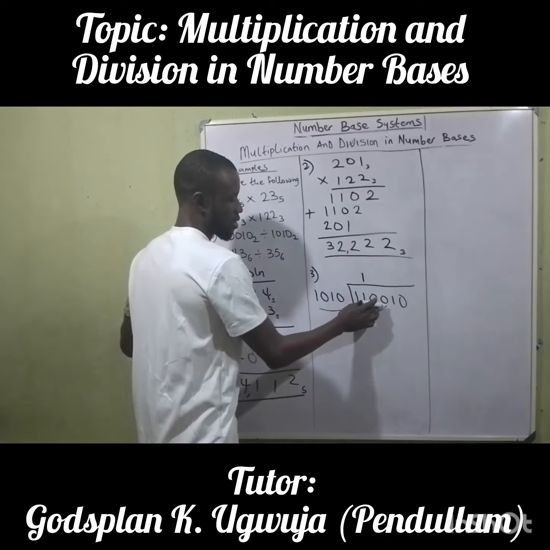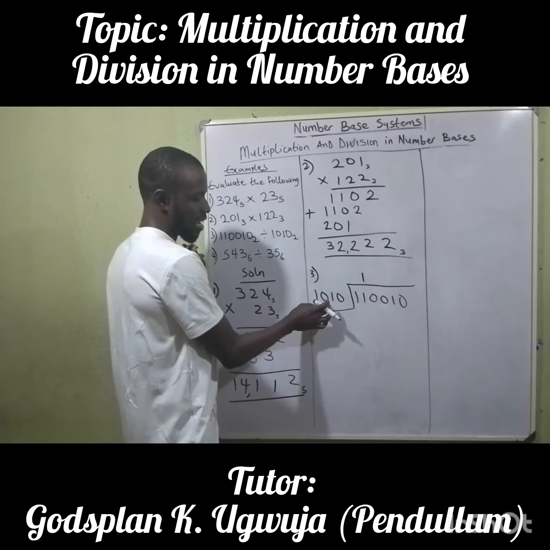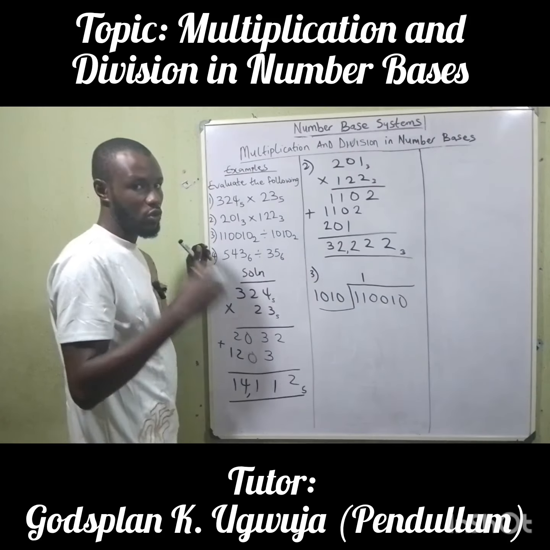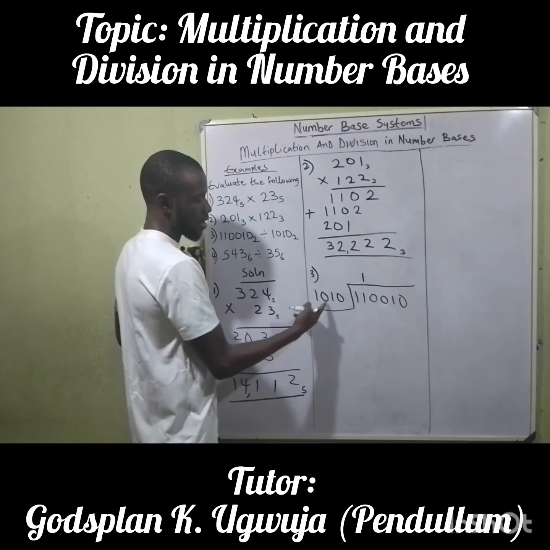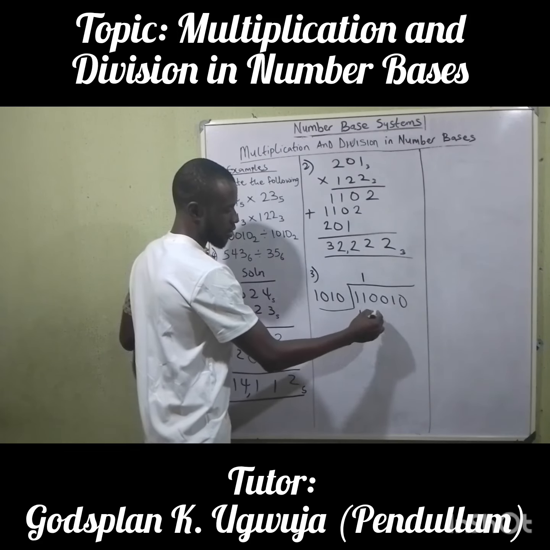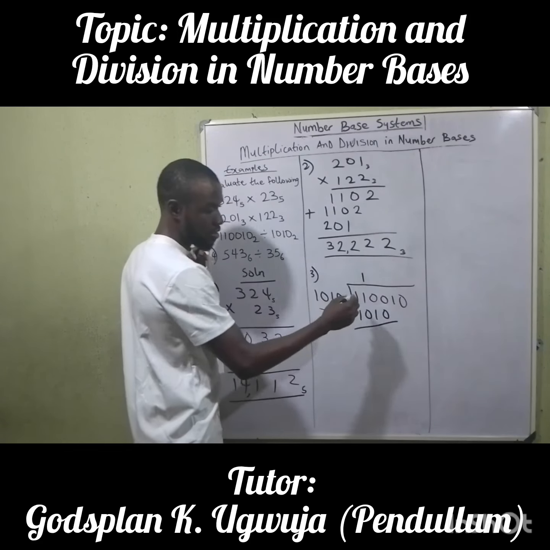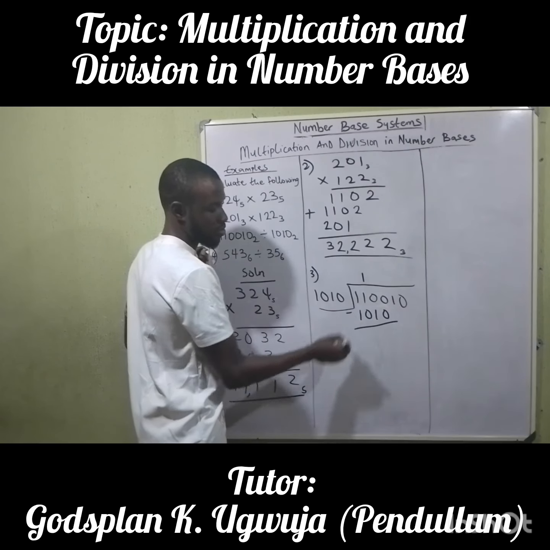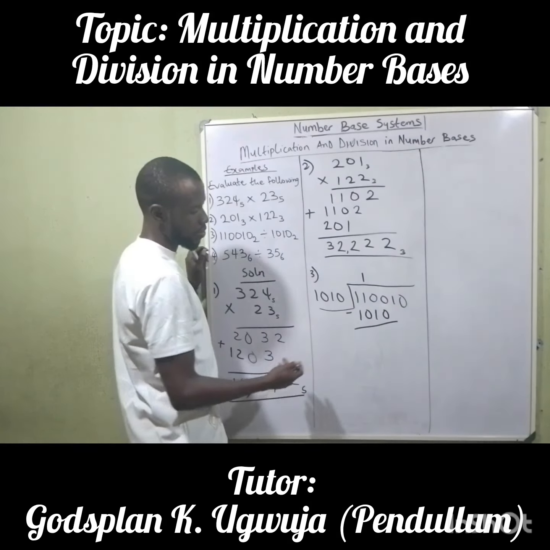So that's 1. 1010 will go into the first 4, that's 1100, only once. Now 1 times 1010 will give you 1010. We're only dealing with the first 4, that's why I'm starting from here. So we're going to subtract. Remember your long division.